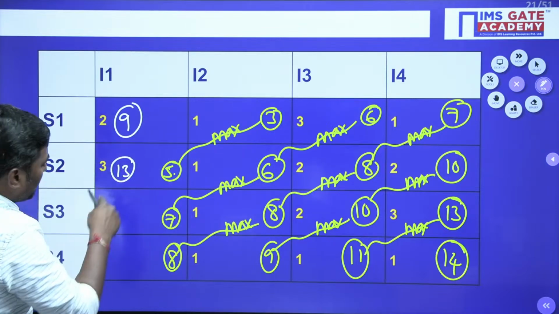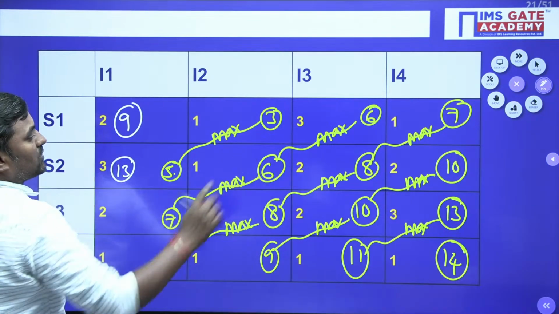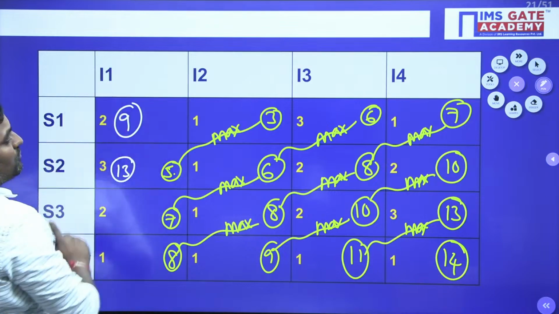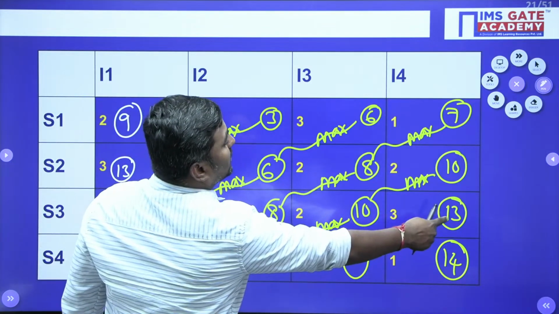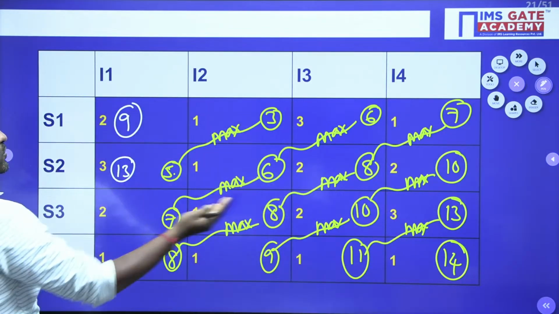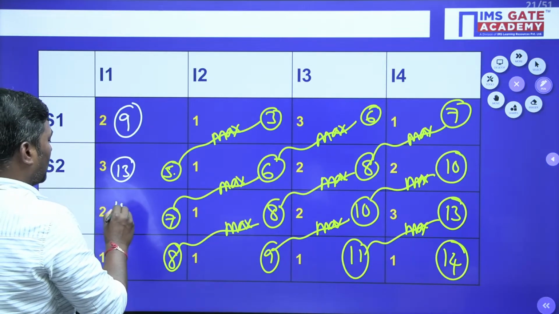You cannot add 13 plus 2 here. The reason is I have to check for that one. So S3, I want to give it for I1. When S3 is completing at 13, it is also ready at 13 only. So I can give it. So 13 plus 2, I can say 15.